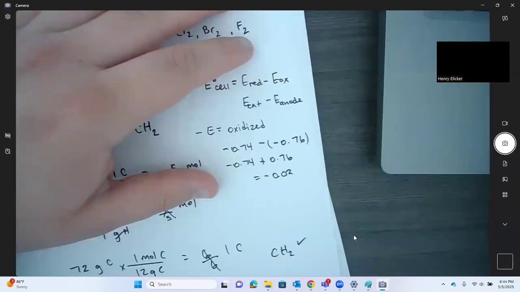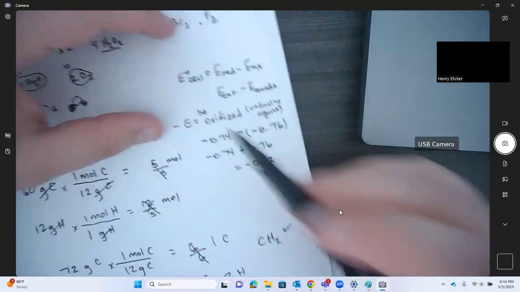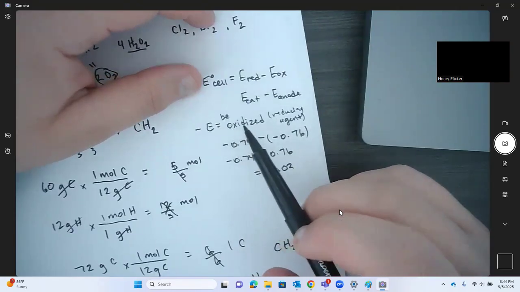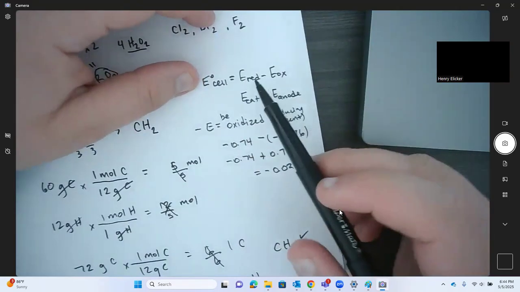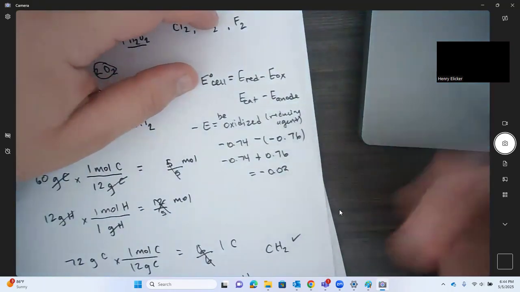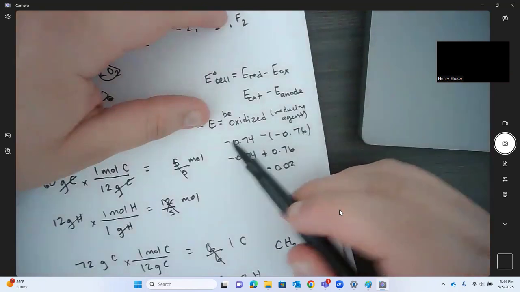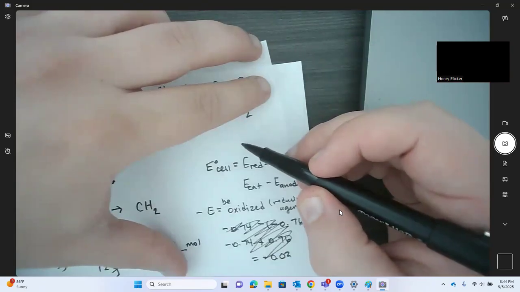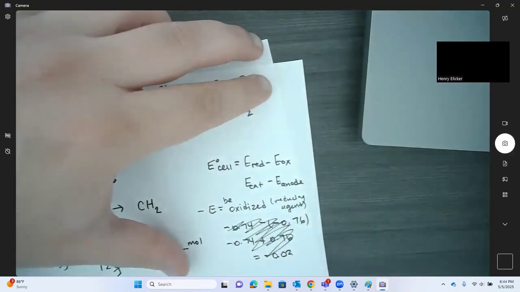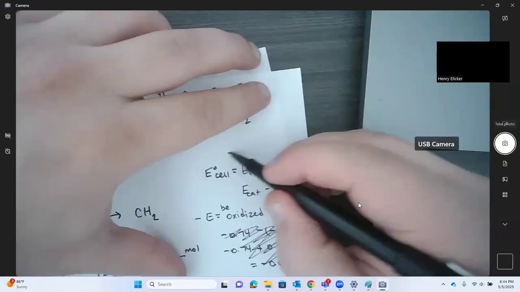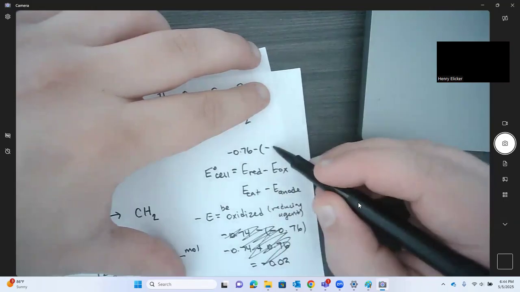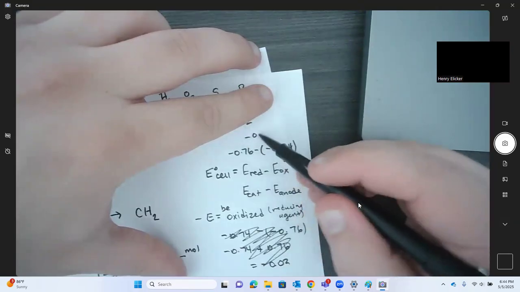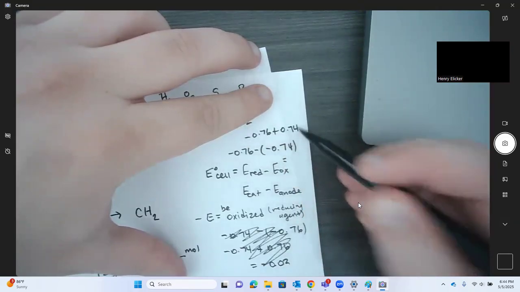So actually, what I meant was, it is true that the more negative the potential is, it will be oxidized, but that means it is the reducing agent and will be the reduction end of it. That's actually what I meant, sorry. So it's actually the opposite here. So we're saying the reduction part is the more negative one. So that's actually going to be negative 0.76 minus the other one, 0.74. So it's like negative 0.76 plus 0.74.